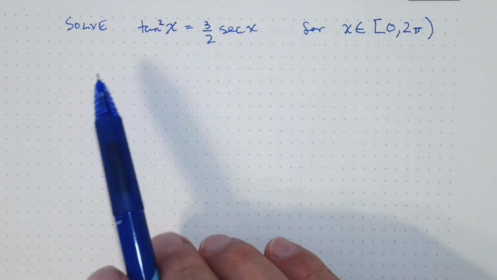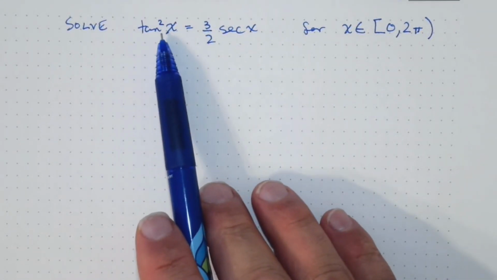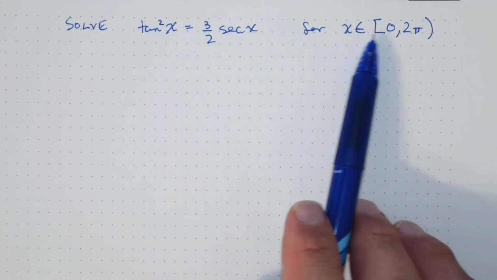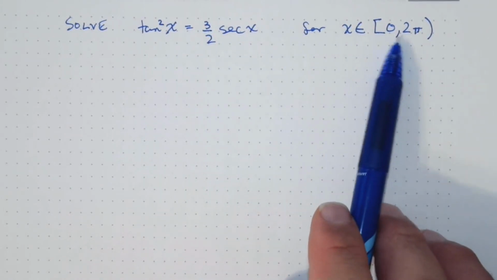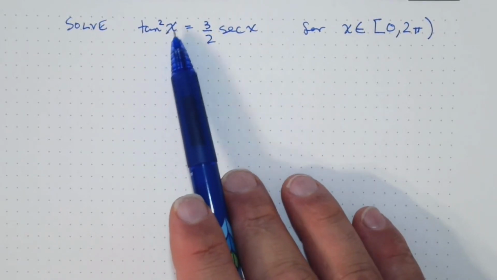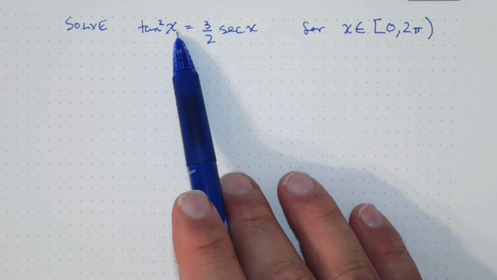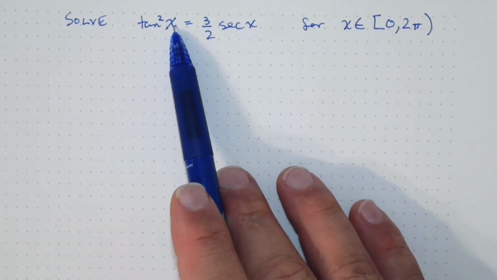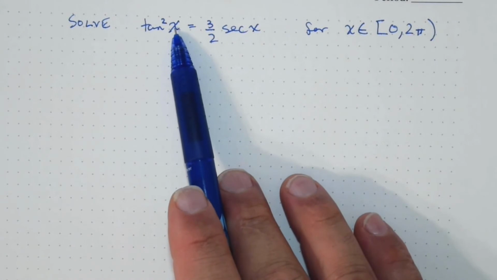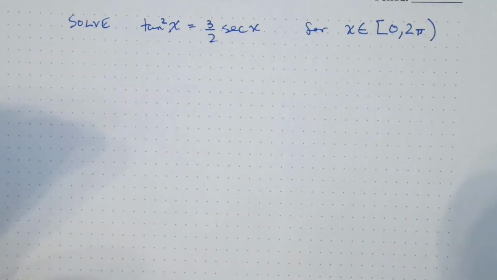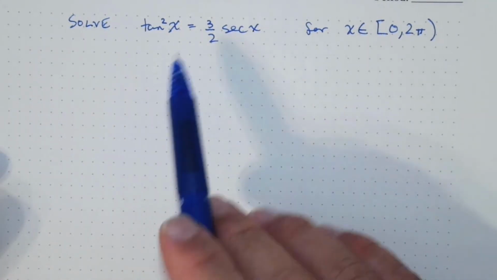Okay, in our fourth example here, we're going to solve tangent squared of x equals 3/2 secant of x for x in the interval from 0 to 2 pi. In our previous videos, we've been using a variable of theta, but really the variable is just what angle we're representing, what letter we happen to be using. If you're more comfortable with the letter x, then so be it. You must be able to work with different variables. So we're going to solve this.